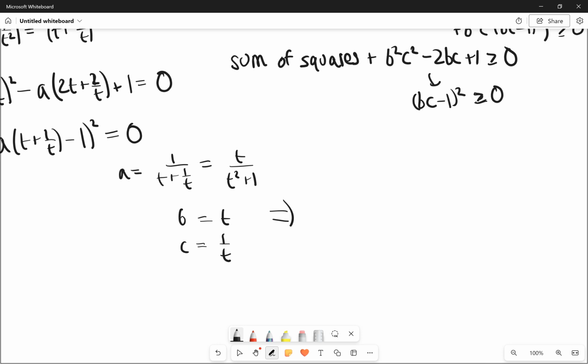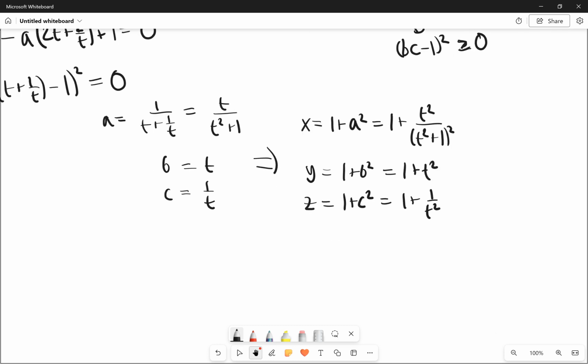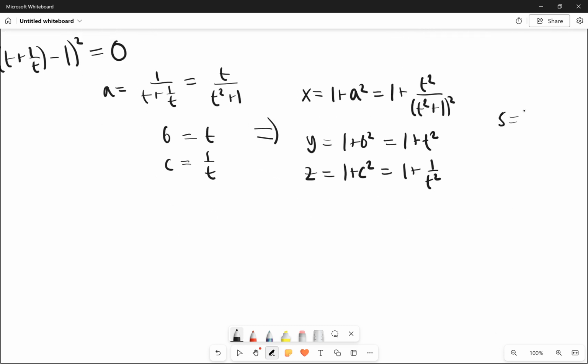And now we can finish up the problem by plugging in the values for x, y, and z in terms of a, b, and c. So x is equal to 1 plus a squared, which is 1 plus t squared over (t squared plus 1) squared. y is equal to 1 plus b squared, which is 1 plus t squared. And z is equal to 1 plus c squared, which is equal to 1 plus 1 over t squared. And now we have everything in terms of only t squared. So we can just let s equal t squared, since we're assuming that t is greater than 0 as b is greater than or equal to 0.